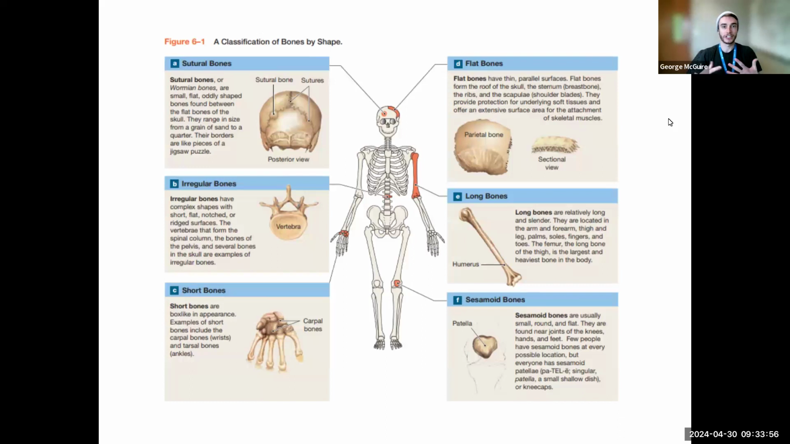So our major classification or types of bones is based off of shape. So we have some small categories where there's just a few bones in the human body that you might find as part of that shape. And then we have some of our larger categories where we're going to be spending most of our time. So some of the smaller categories would be like sutural bones or sesamoid bones.